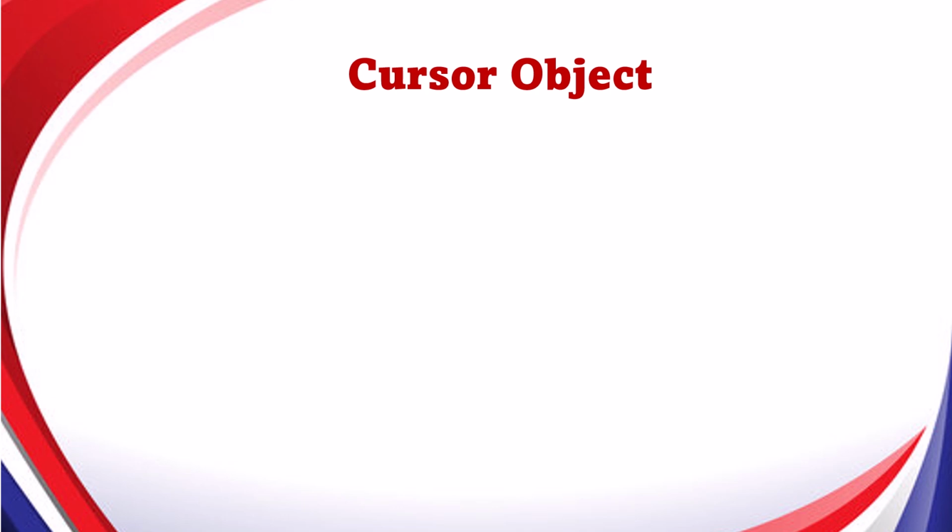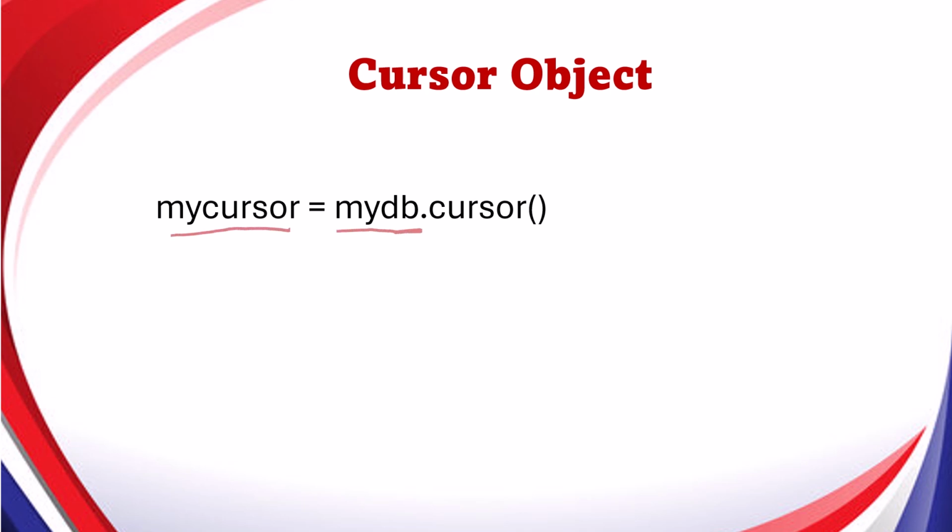The next step is to create the cursor object, because all the MySQL statements that you will be executing are executed with the help of a cursor object. For creating a cursor object, the statement is: MyCursor is the name of the cursor that I am creating, MyDB is the connection that I established as shown in the previous slide, and cursor is the function that is used for creating the cursor.